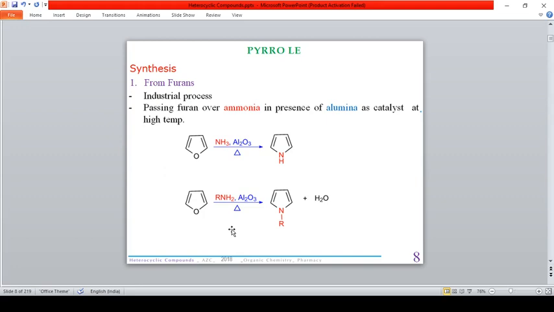In this process, what we do, we take our furan and we pass it over ammonia or a primary amine in the presence of alumina and at a high temperature. Here alumina is the catalyst with the formula Al2O3. What happens here? Here the water molecule is eliminated and instead of that NH group is attached here. That's the primary amine. Then we will have a substituted nitrogen in the Pyrrole.